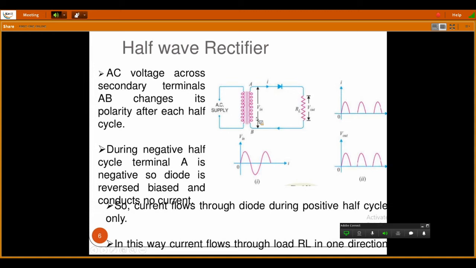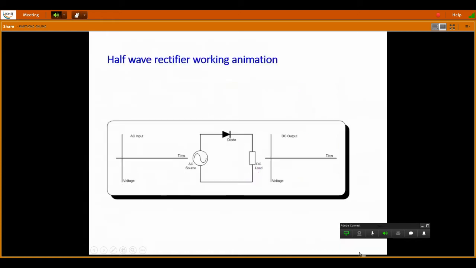During the positive half cycle, point A is positive and point B is negative. During the negative half cycle, the polarity is reversed, terminal A is negative and B is positive. So the diode is reverse biased and conducts no current. So current flows through the diode during the positive half cycle only, and in this way the current flows through load RL in one direction only.